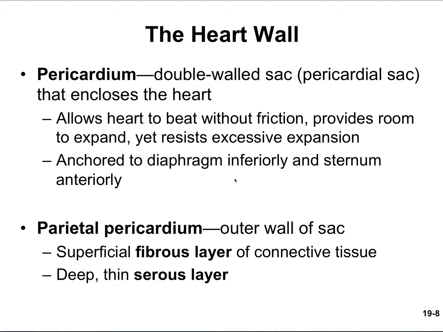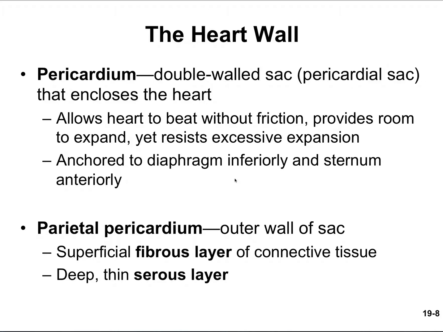The heart wall is made up of the pericardium, which is a double-walled sac, or pericardial sac, that encloses the heart. It allows the heart to beat without friction and provides room for the heart to expand, yet it resists excessive expansion. It is anchored to the diaphragm inferiorly and the sternum anteriorly.